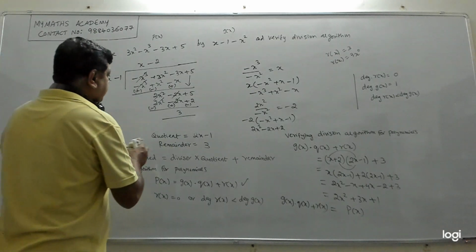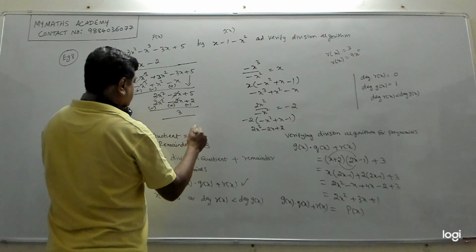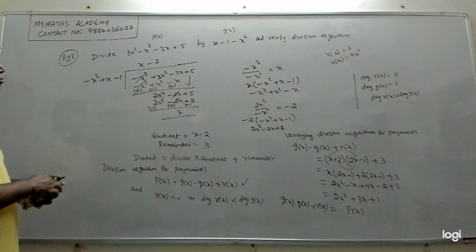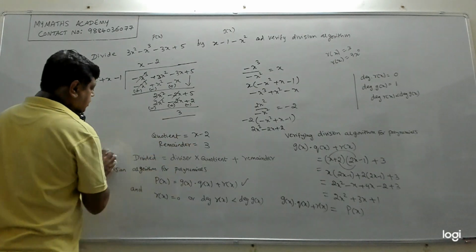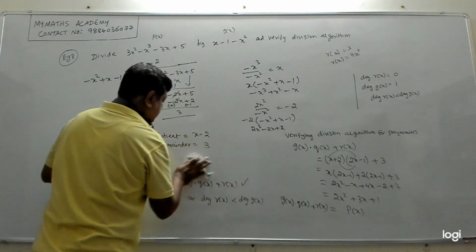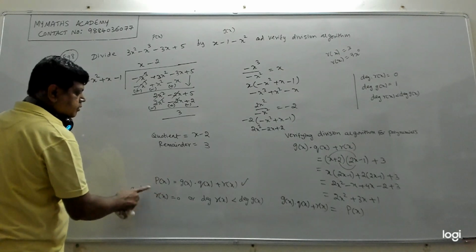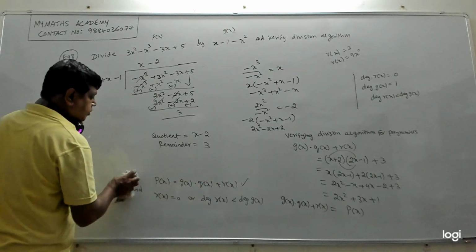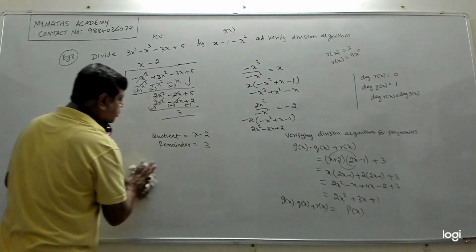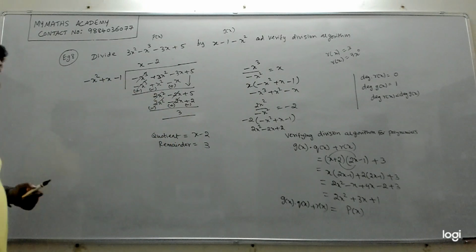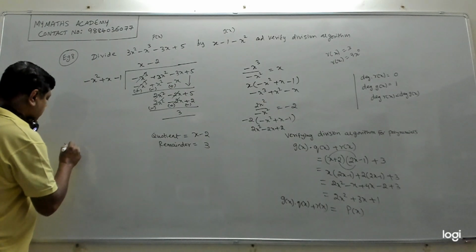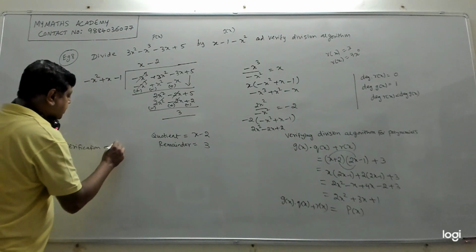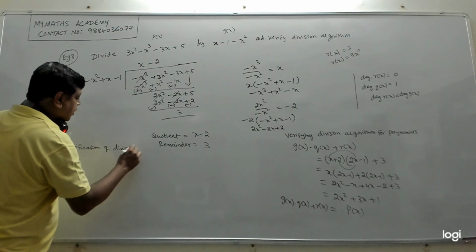Right? So we will write what is the quotient. Quotient is x minus 2 and the remainder is 3. Remainder is 3. Now we should take the division algorithm. Division algorithm is this. Either this should be satisfied, then one of these conditions. Right? So for that, what do we do? To verify the division algorithm, so we will say verification of division algorithm.